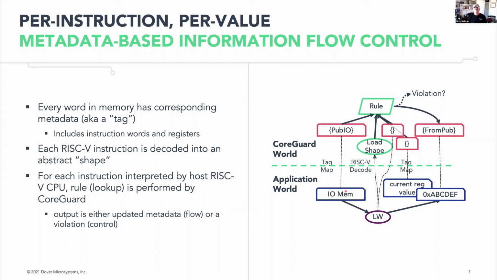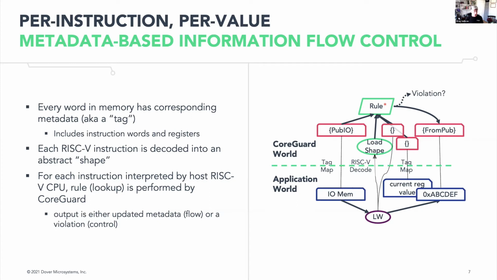So in this simplified example, IO memory might have public IO as its metadata, and the current register. And then when there's a load, the metadata value of the current output register is referenced, possibly along with any metadata on the instruction itself, and all of it is sent to a rule. At least semantically, there's rule matching going on.